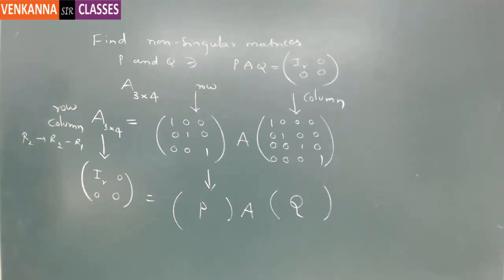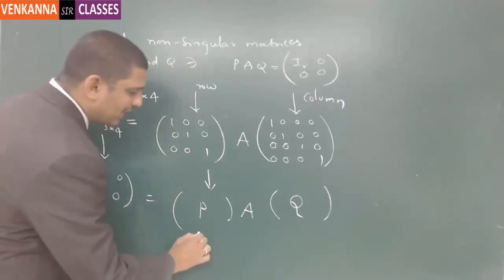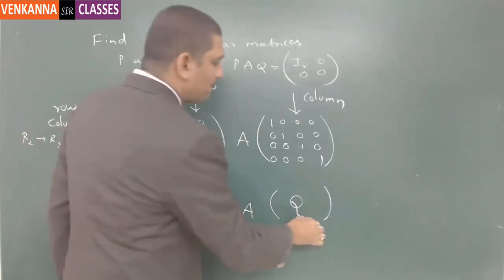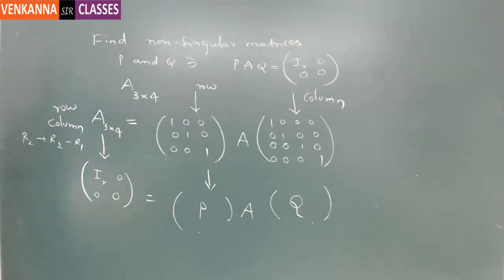Usually you will get a lower triangular matrix and an upper triangular matrix, P and Q. These two are nothing but non-singular matrices. Usually questions are framed on these models. I think you know how to perform row and column operations.